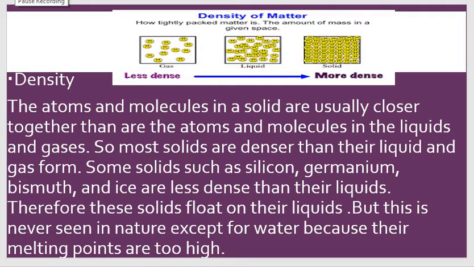What is density? Mass per unit volume. The atoms and molecules in a solid are usually closer together than are the atoms and molecules in the liquids and gases. So, most solids are denser than their liquid and gas form. Some solids such as silicon, germanium, bismuth, and ice are less dense than their liquids. Therefore, these solids float on their liquids. But this is never seen in nature except for water because their melting points are too high.